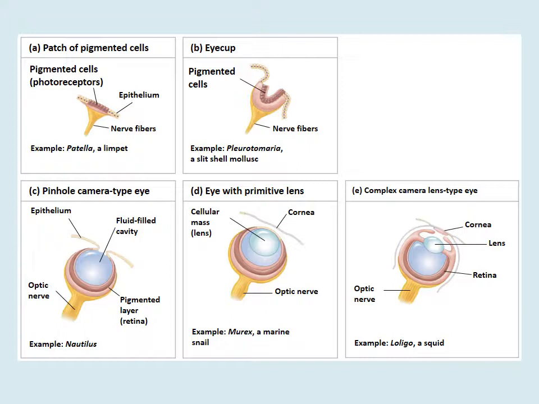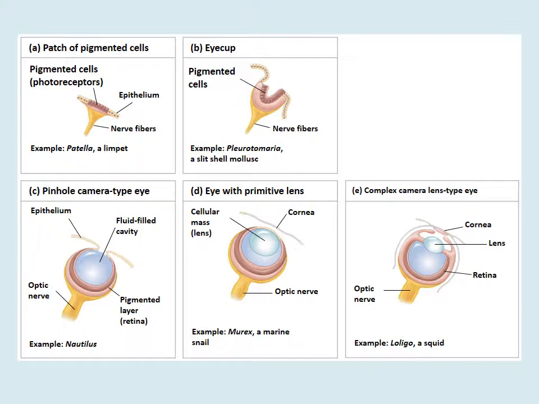Now, if you take that patch of pigmented cells and you form them into a cup, then basically what you do is you give a sense of direction to that light. So now it's not just a shadow passing overhead. Because the pigmented cells are arranged in a C shape, you can tell a little bit about what direction it's coming from and how it's moving.